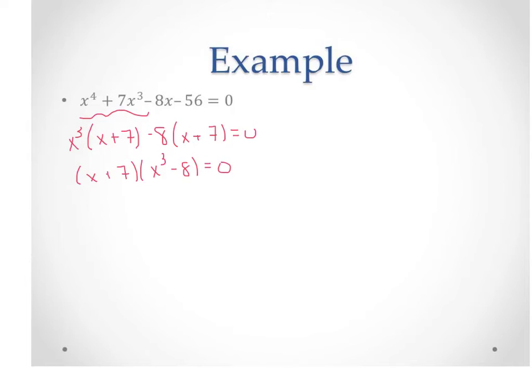Well, x cubed minus 8 is a difference of cubes. So on our next step, the x plus 7 stays out front. Difference of cubes, this is x, this is 2. This is going to be x minus 2 times x squared plus AB, which is 2x plus 4 equals 0. Okay, so the next step is to set all 3 of those equal to 0.